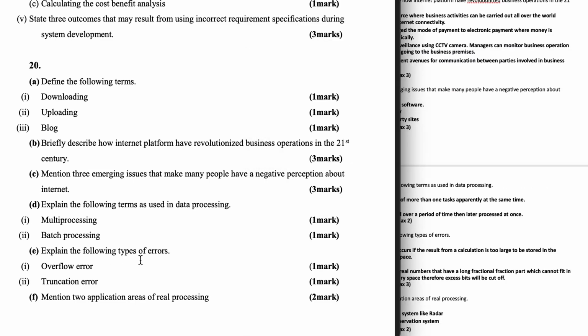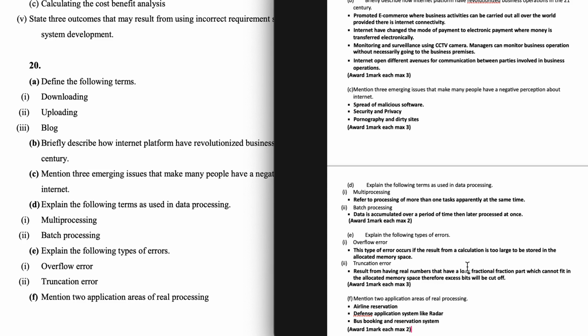Explain the following types of errors. Overflow error. This type of error occurs if the result from a calculation is too large to be stored in the allocated memory space. Truncation error results from having real numbers that have a long fractional part which cannot fit in the allocated memory space, therefore excess bits will be cut off.